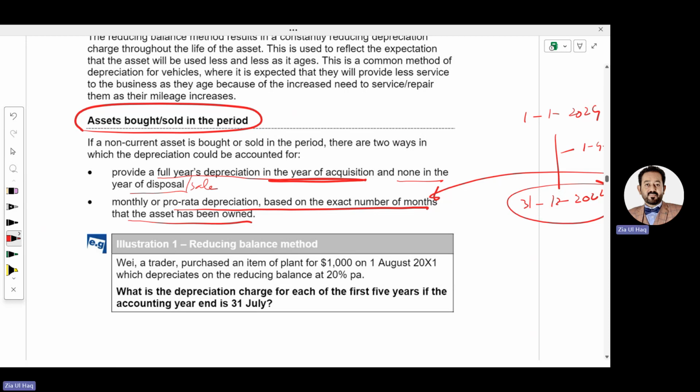Either they can charge full depreciation in the year of purchase and no depreciation in the year of sale. Might be in the year of sale they used the asset for 9 months, but they will charge no depreciation. The second method, which is recommended, is on pro rata basis. What is pro rata basis? The number of months you have used the asset in the year, you should charge depreciation according to those months in the year of purchase as well as in the year of sale.